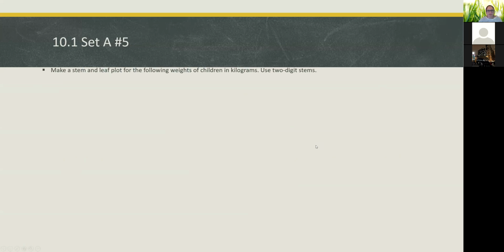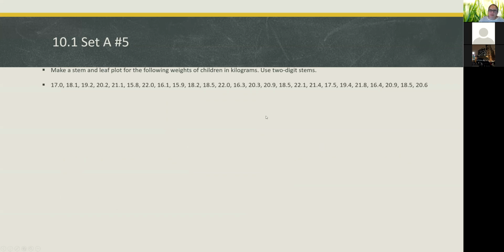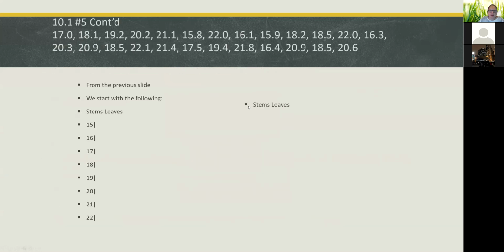For problem number 5, it says to make a stem and leaf plot for the following weights of children in kilograms. Use 2-digit stems. So our stems will go on the left. We'll have a stem for weights in the 17s, and then for 18s and for 19s, we're going to use stems anywhere from 15 to 22 because that's what the data is. Here's our setup.